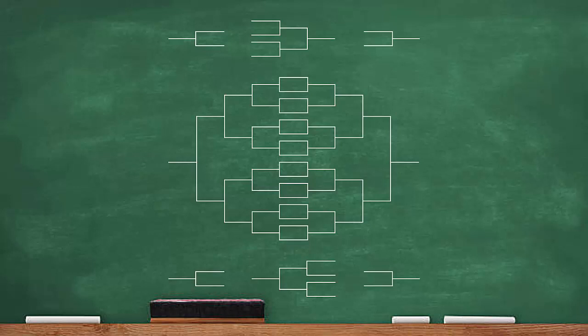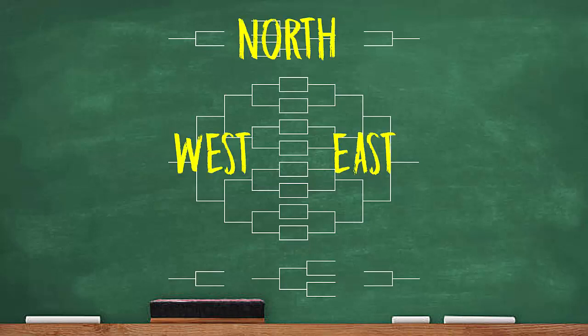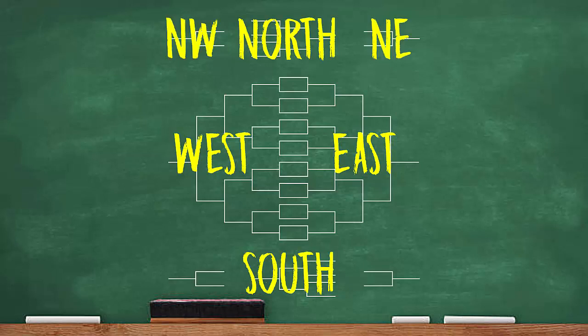It is called the compass draw because the draw sheet is divided up into various sections like the points of a compass. We have east, west, north, south, northeast, northwest, southwest, and southeast. So how do we use this format to run a pickleball or tennis tournament? Well, let's look at an example with 16 players or teams.